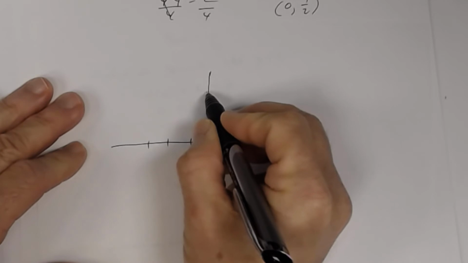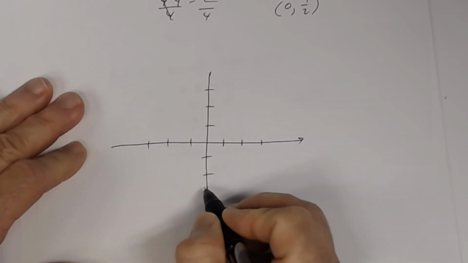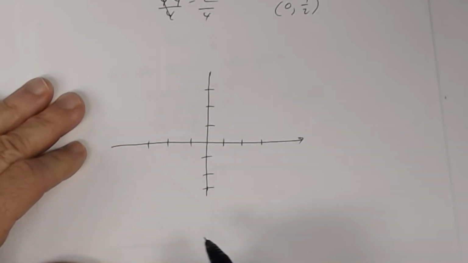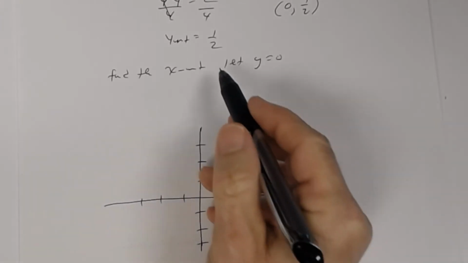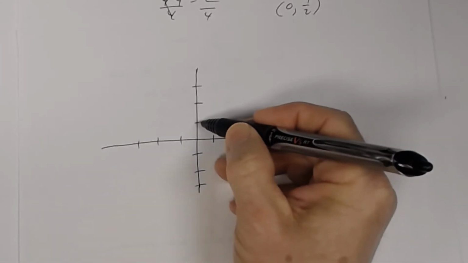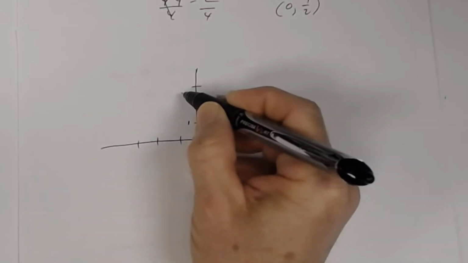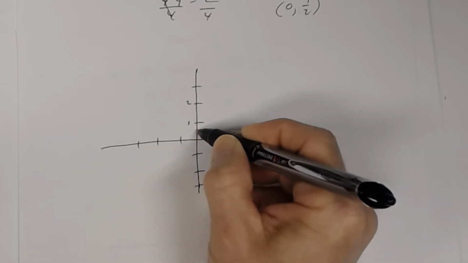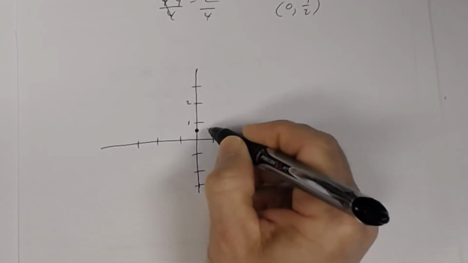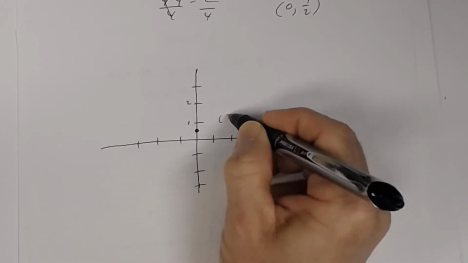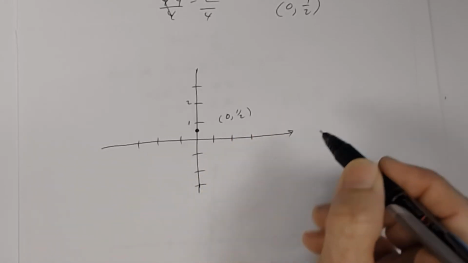Okay, integers. And try and scale them correctly. I didn't do a very good job with scaling. But your y-intercept is 1/2. So if this represents 1 right here, this represents 1, this represents 2, then 1/2 is here, right? Right in the middle. Okay? So you can label it 0, 1/2.